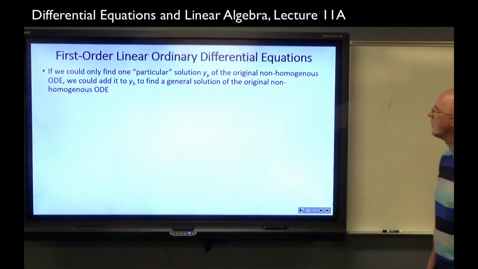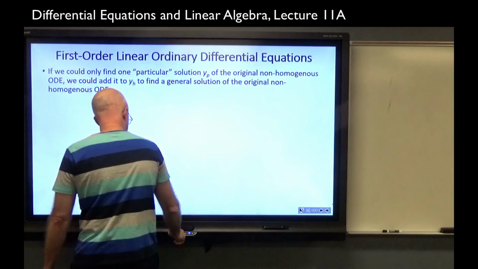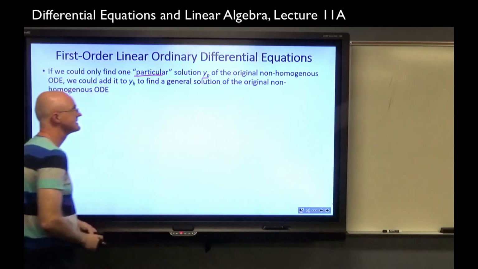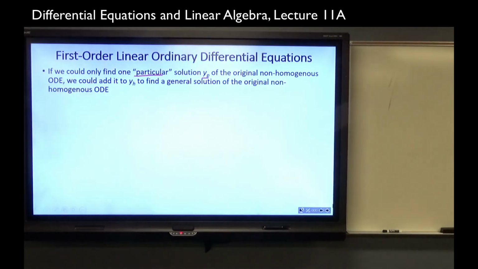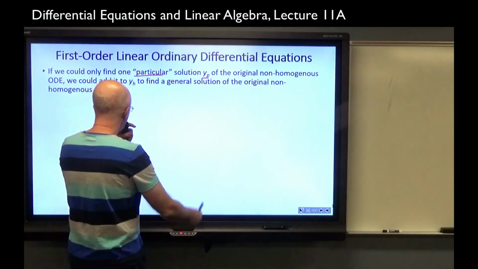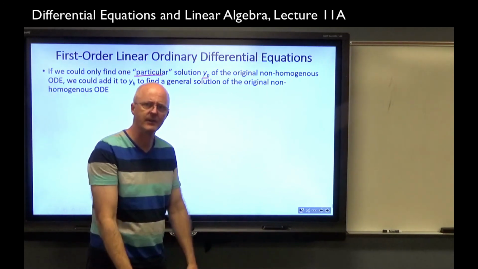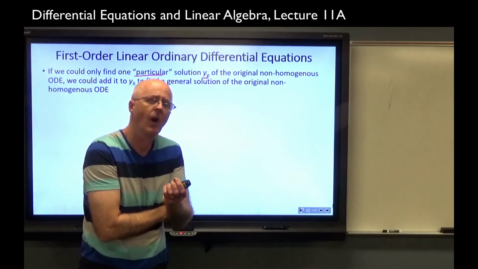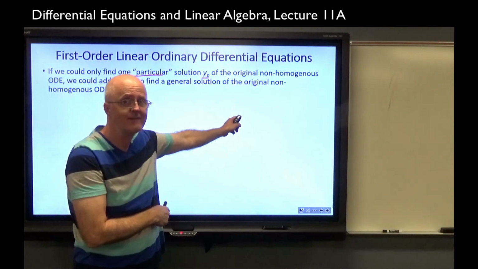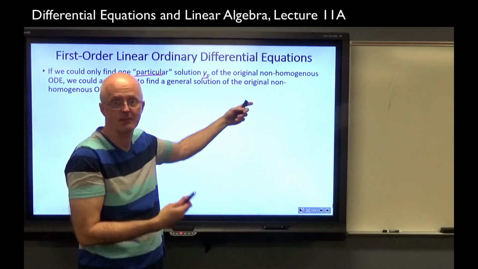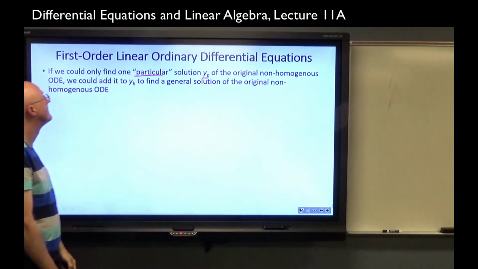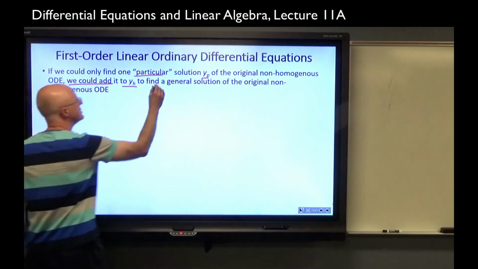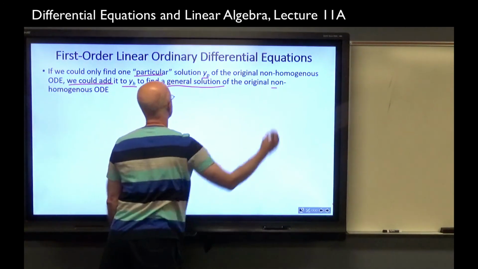Here we go. If we can only find one particular solution, call it y sub p, P stands for particular, h stands for homogeneous. The y sub h being a general solution involves an arbitrary constant. This y sub p being one particular solution doesn't involve an arbitrary constant, though we will see that the method of undetermined coefficients requires us to solve for constants when we guess what y sub p should be. There's where the guessing is going to come in, actually in a second place. Sometimes you can guess the y sub h as well. If we can only find one particular solution, we could add it to y sub h to find a general solution of the original non-homogeneous equation.